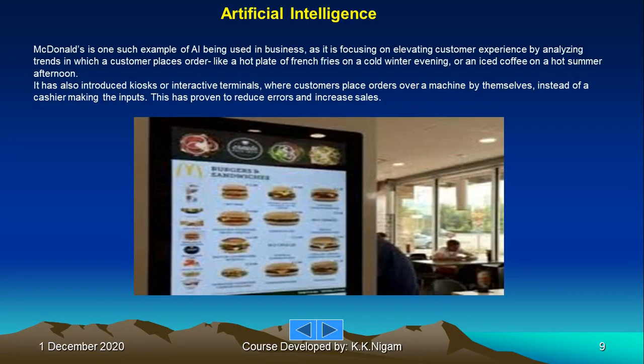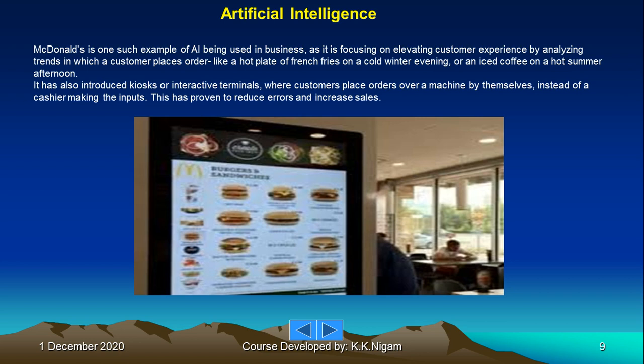A classic example is McDonald's, where AI is being used in the business itself, and it is focusing on elevating customer experience, because with this application of AI, the customer is feeling much more comfortable, and can make best use of their time. With the least amount of time, they are in a position to get whatever they want to do at the McDonald's outlet. By analyzing trends in which a customer places an order, like a hot plate of French fries on a cold winter evening or an iced coffee on a hot summer afternoon, or whatever the customer wants, they can go and ask for it.